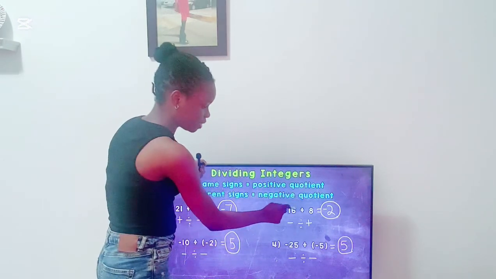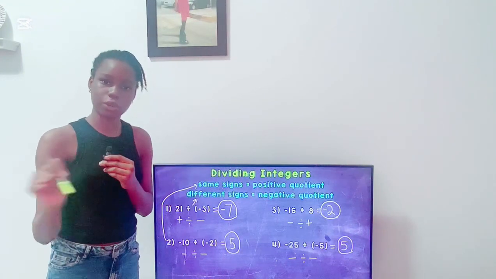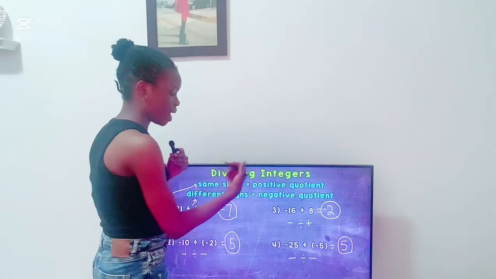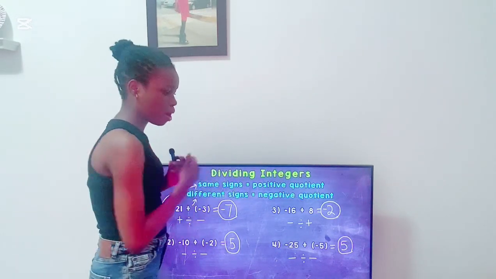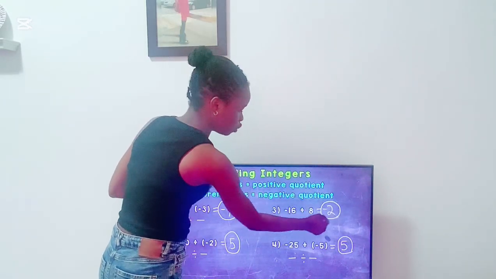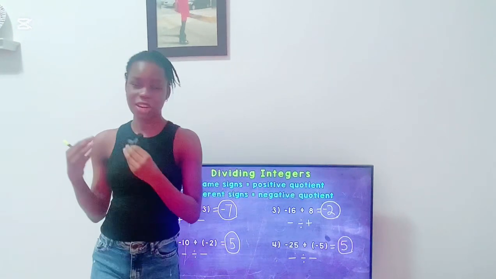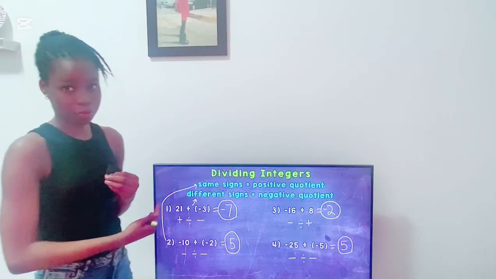So we have 16 divided by 8, and that will give us 2. But we have to add the signs. So is it a negative or a positive 2? It is -2. I really hope you guys are understanding this because I'm trying as much as possible to make this understandable for you guys.